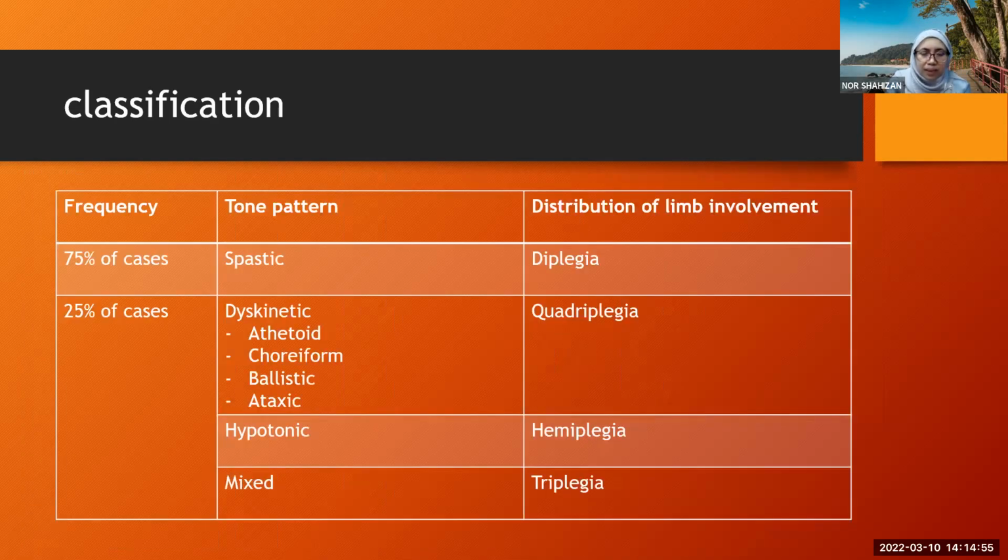So how do we classify cerebral palsy? You can divide by either tone pattern or the distribution of limb involvement. Both can be used simultaneously, but it all depends on how you describe the patient. Regarding frequency, 75% of CP cases are spastic according to tone pattern, and the distribution of limb involvement is usually diplegic, and 25% of cases are dyskinetic. Dyskinetic includes athetoid, choreiform, ballistic, ataxic, hypotonic or mixed, and is usually the less common one. It can involve either quadriplegia, involvement of all 4 limbs, hemiplegia or triplegia.